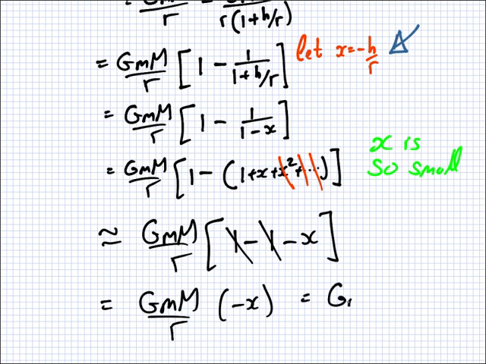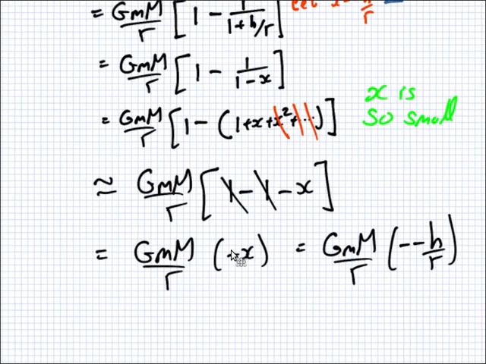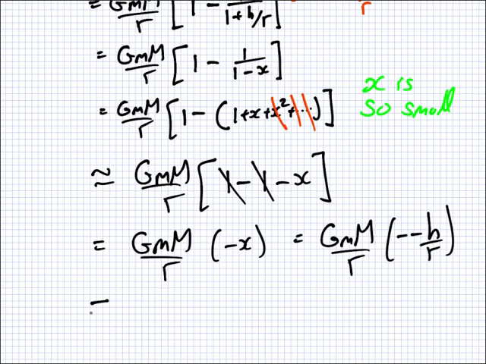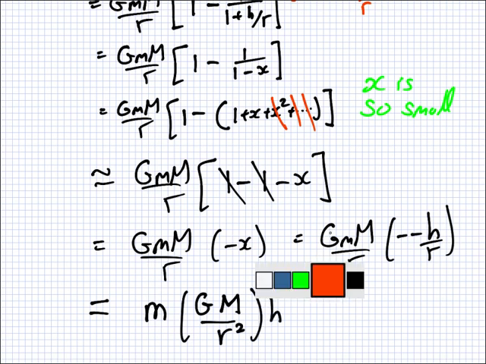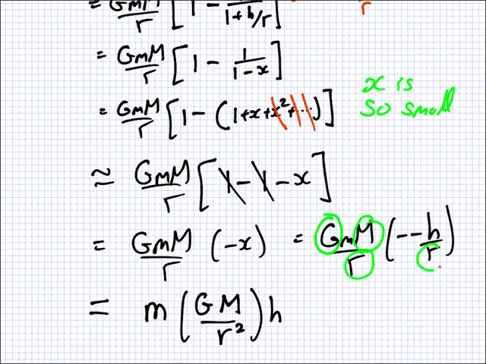That's equal to GMm over R times h over R. That's equal to GMm over R squared times h. What I've done is I've just taken the G, the M, and the R squared and put them in the middle. I took the m, put it in the front. I took the h and put it at the back.